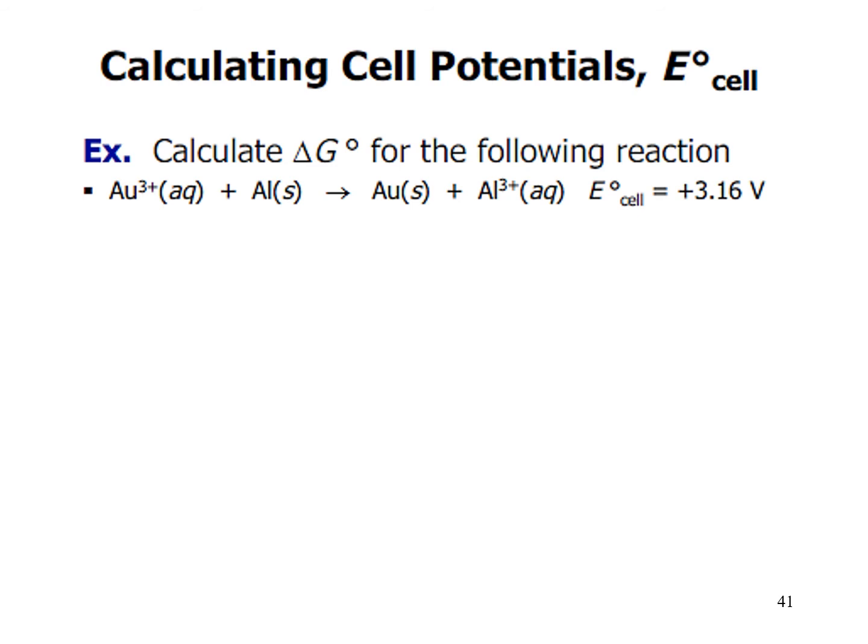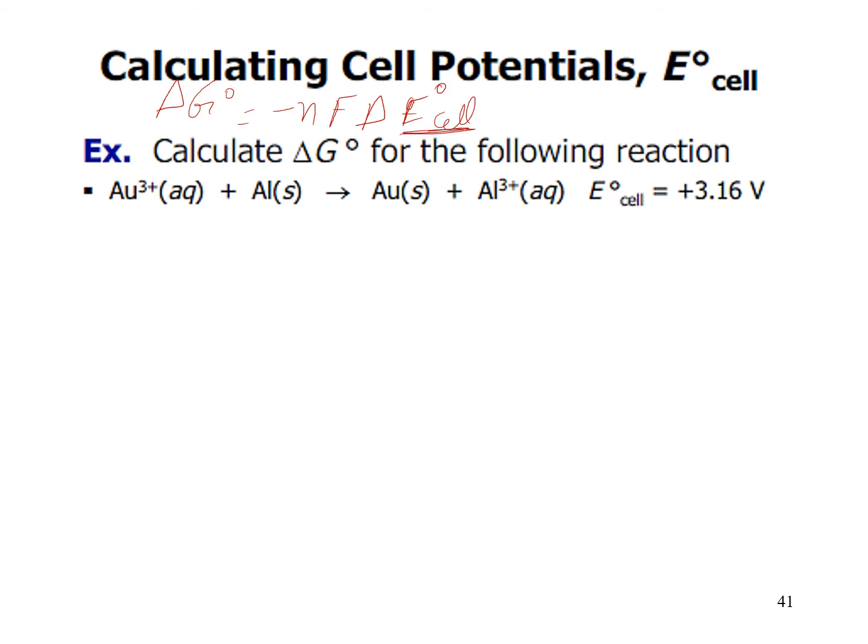Okay, first question is right here. Calculate delta G naught for the following reaction. E naught is given to us. What is the relationship that we know that relates E naught and G naught? There's only one relationship that we are aware of. We know that delta G naught for us is equal to negative nF E naught for the cell.